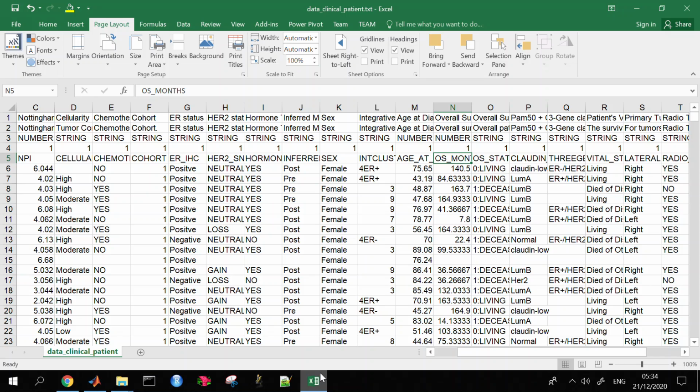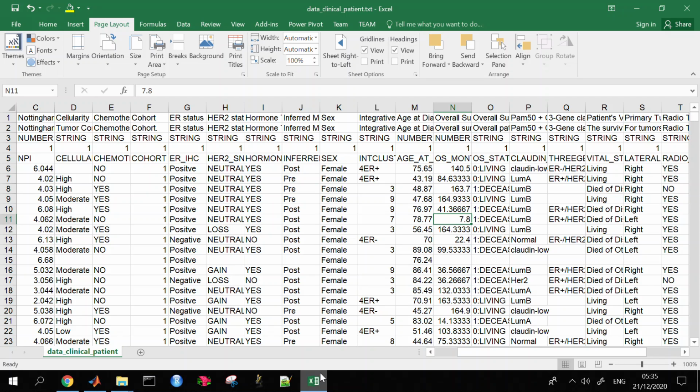Another important column is overall survival in months. For example, this person has survived more than 10 years, even more. Hey, more than 11. While this person who is also dead survived about 8 months.